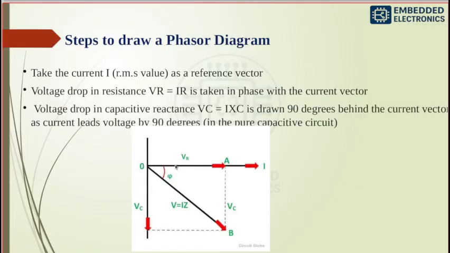So VR and I are in the same phase, so we should draw VR in the same phase. Next VC. We know from the pure capacitive circuit that current leads voltage by 90 degrees, right? So you need to write VC like this. The total voltage is nothing but V equals IZ. The magnitude of VR and VC is nothing but I times R and I times XC, so you need to write that here. So this is the phasor diagram.